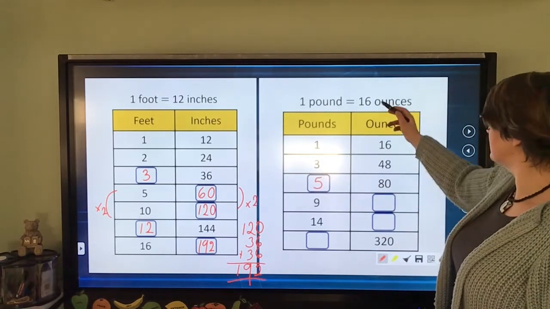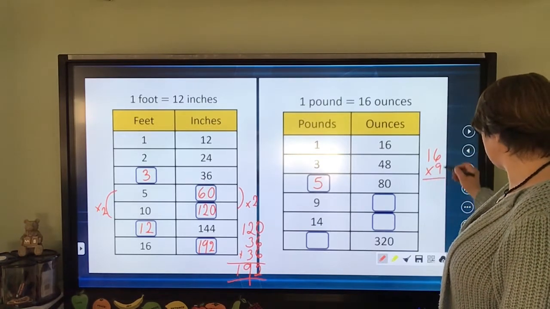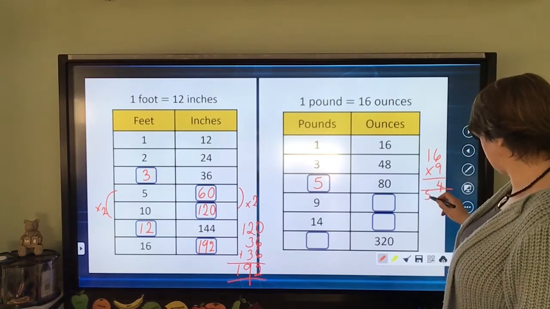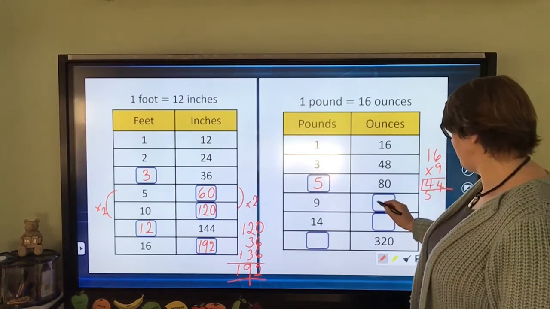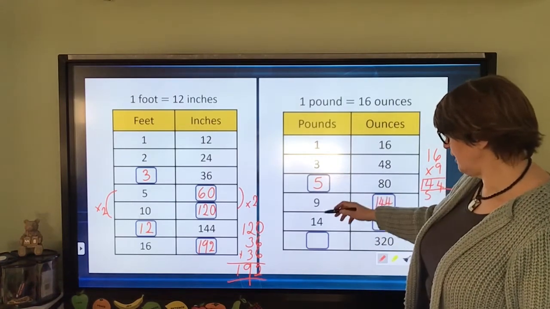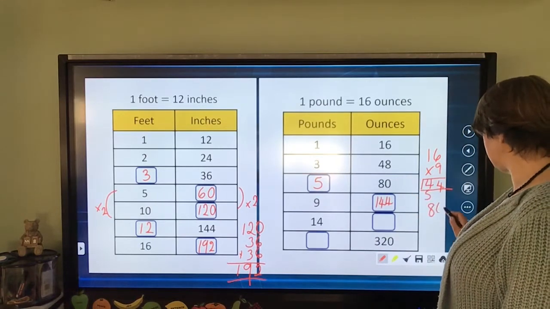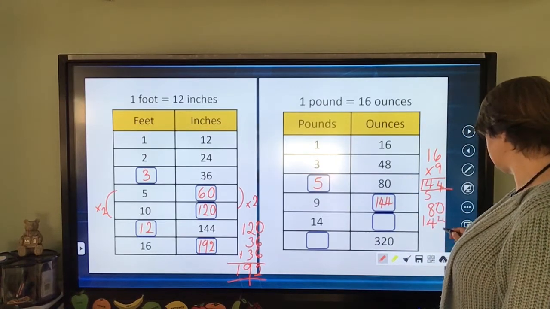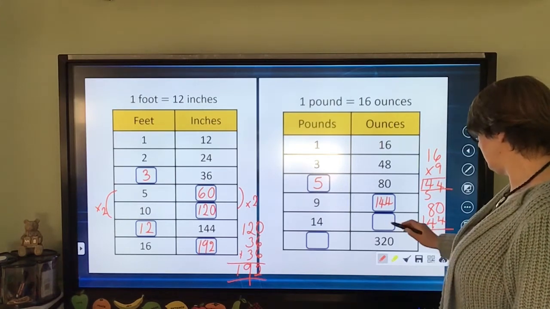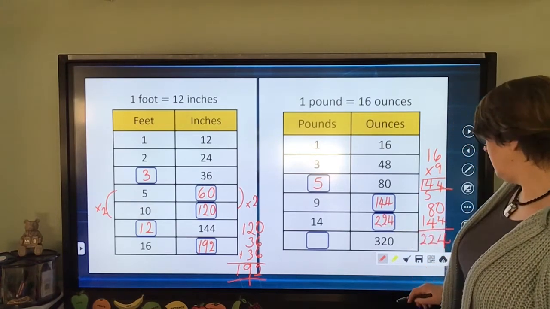So I'm thinking, well, 80 must be 5 times 16. Then I've got 9 times 16, so 16 times 9. 9 sixes are 54. 9 ones are 9. Add on that's 14, so 144. Now, if we know 9 times and we know 5 times, 9 plus 5 is 14, so we can add these two together. So we have 80 plus 144 added together, which is 224.